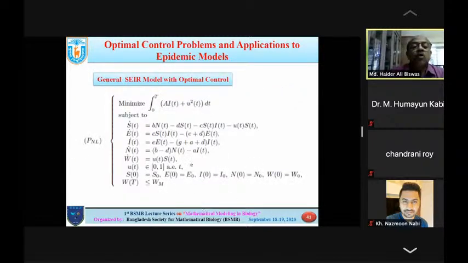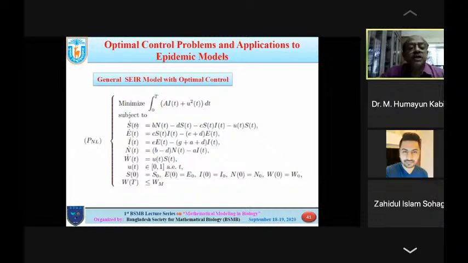Combining all these things, the model looks like this. This is the optimal control problem which Susan Lenhart used in her model. Here is the objective function: minimize the infected population by vaccination, and also minimize the systematic cost of the vaccination. This is subject to the dynamics, where you can see susceptible S, E, I and N here. Recovered is not considered here because all the recovered population are immune. When a susceptible person is vaccinated, they go to immune, and an immune person is considered to never get infected again.